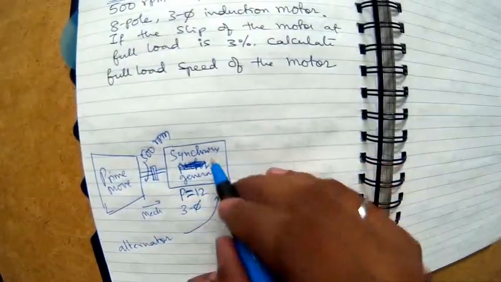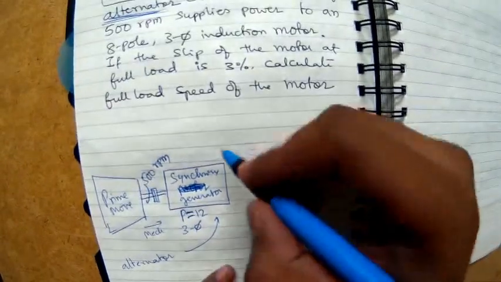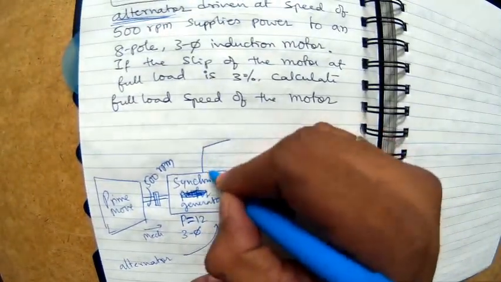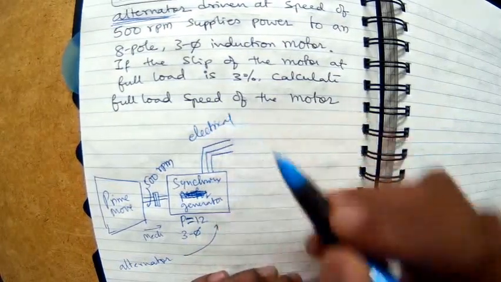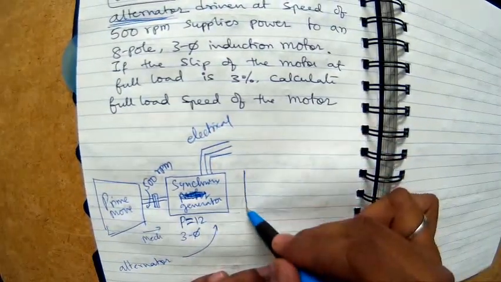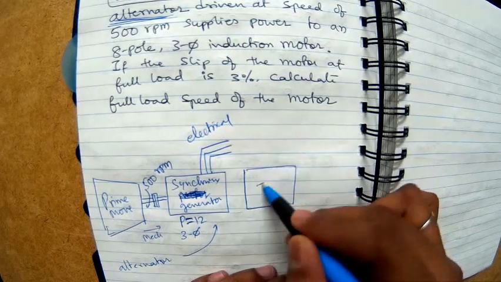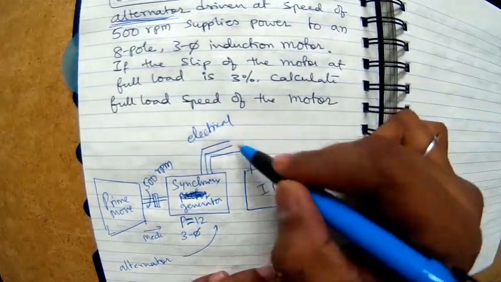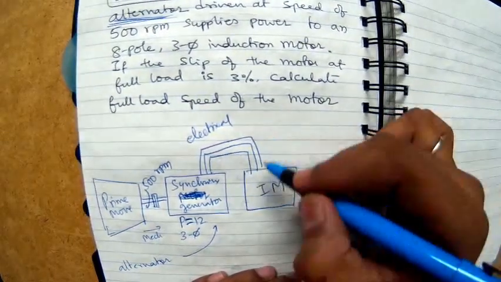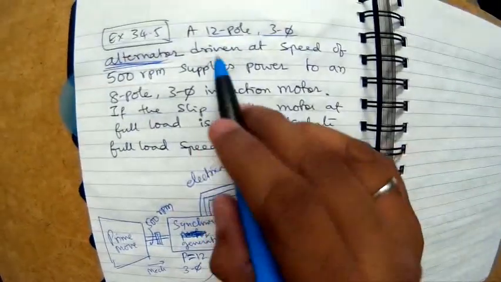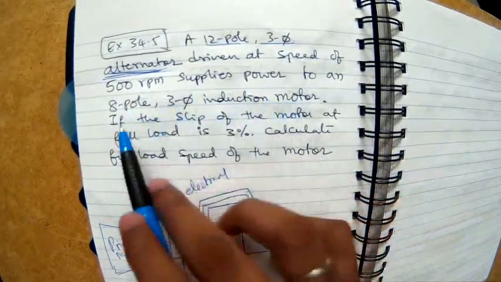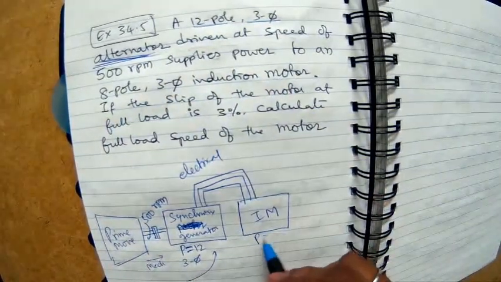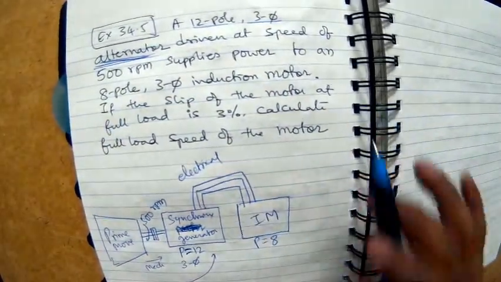Now what is the output of the synchronous generator? The output is a 3-phase power supply. This is electrical. Now this electrical output is connected to an induction motor. So I connect the 3-phase supply to the induction motor. It supplies power to an 8-pole 3-phase induction motor. So here poles are equal to 8. Frequency is again not given.